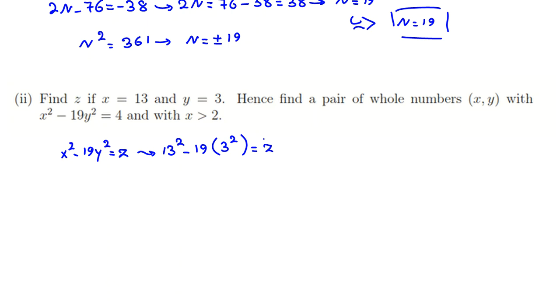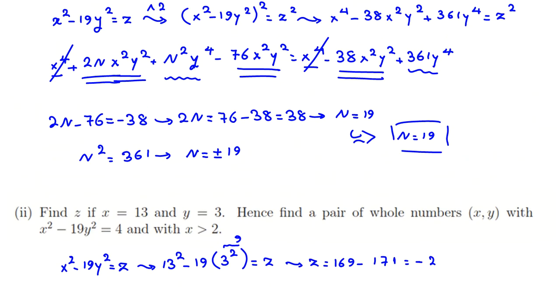Now, 13 squared is what? 169. So z equals 169 minus 19 times 9. 9 times 9, 81. We have 8. 9 times 1, 9 plus 8, 17. So 169 minus 171 is negative 2. Then it wants an answer for 4.